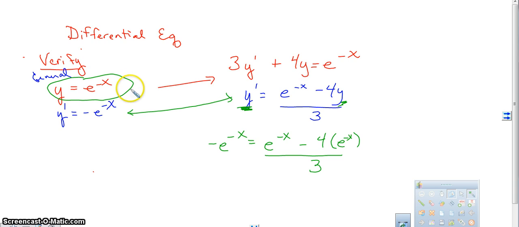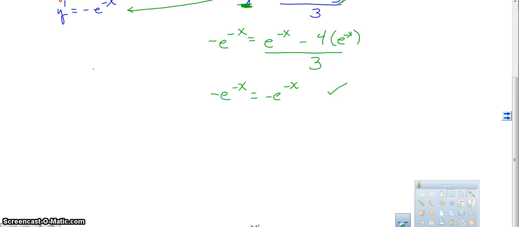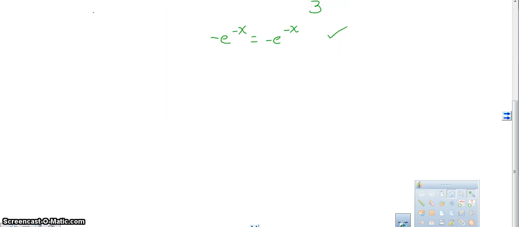If you simplify this, you're going to see you get negative 3 over 3. So you get negative e to the negative x equals negative e to the negative x, which verifies it because you got the same thing on both sides. Anytime they want you to verify, you just get the same thing on both sides. That's how we verify.